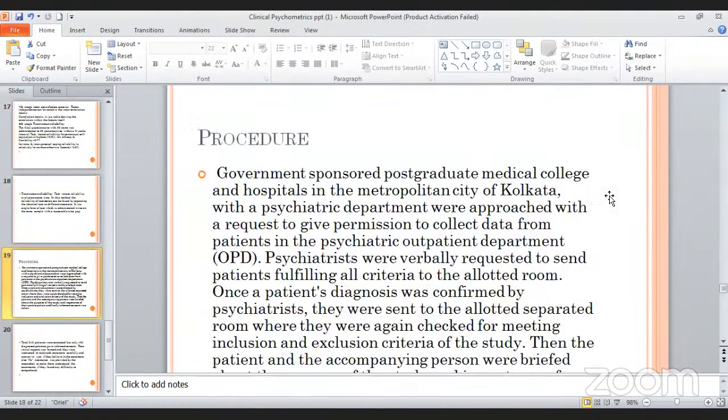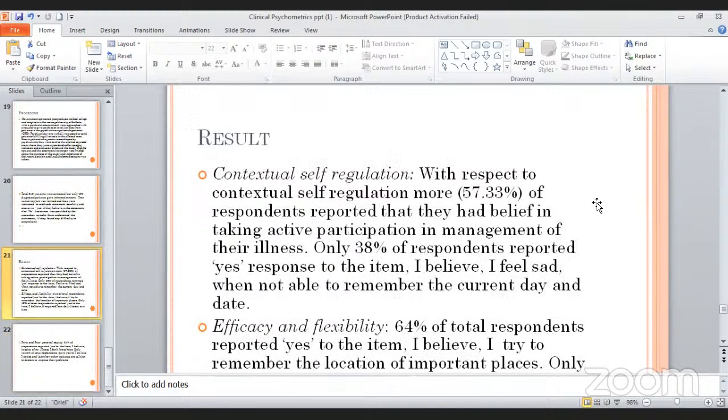And lastly, this is the procedure of administering the final questionnaire that includes 22 items. After doing all of those steps, it was administered on patients with schizophrenia. The result found with respect to contextual self-regulation: 57.33% of respondents reported that they had belief in taking active participation in management of their illness. Only 38% of respondents reported yes to the item, I feel sad when not able to remember the current day and date.